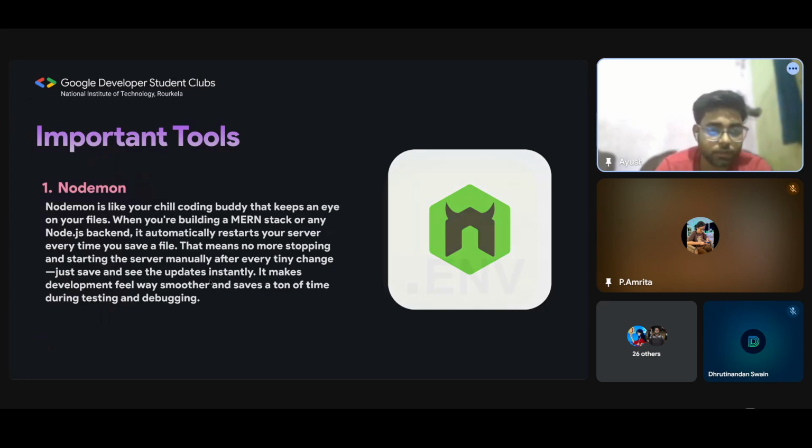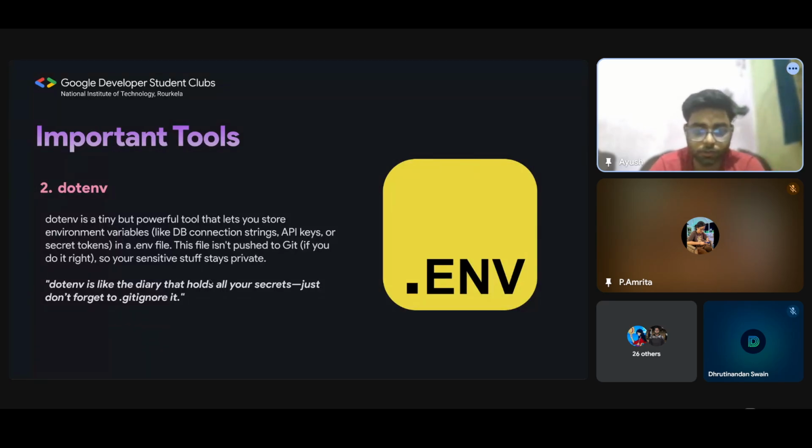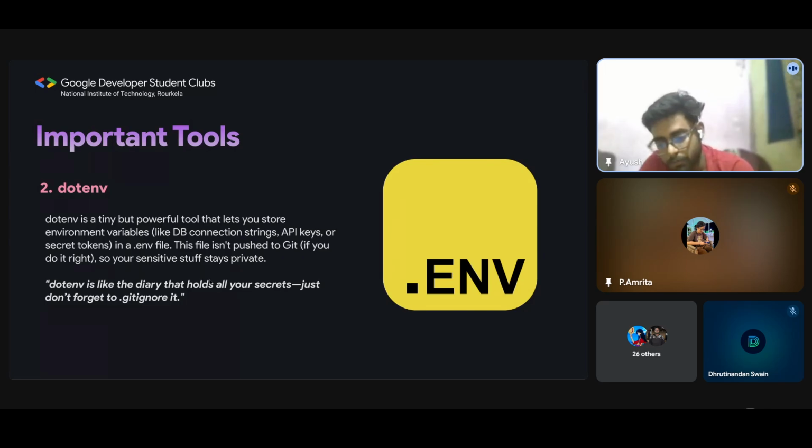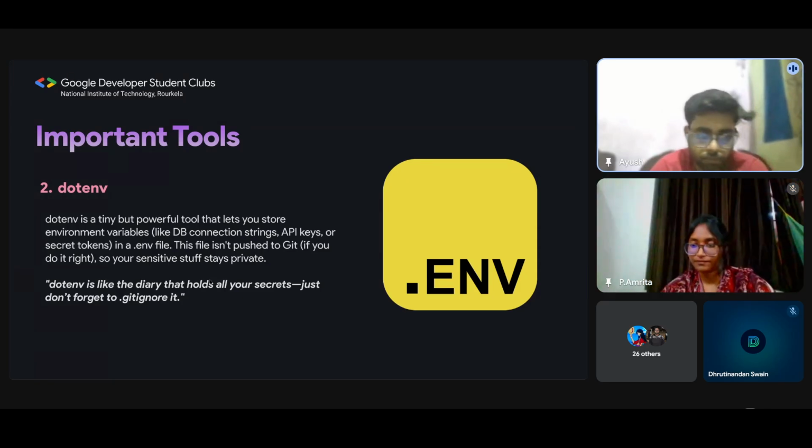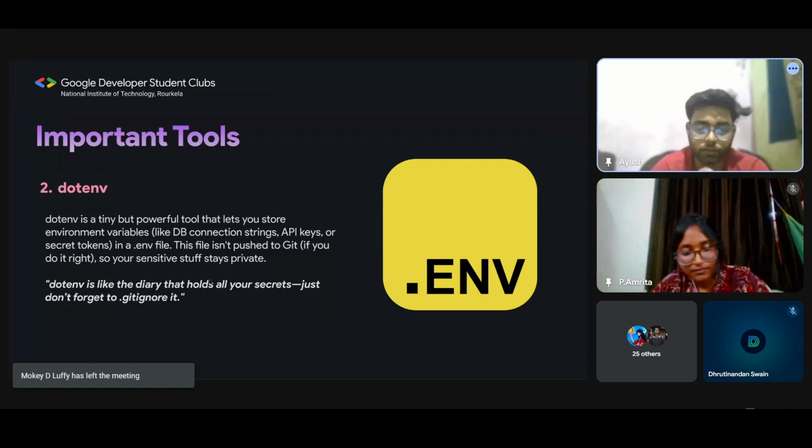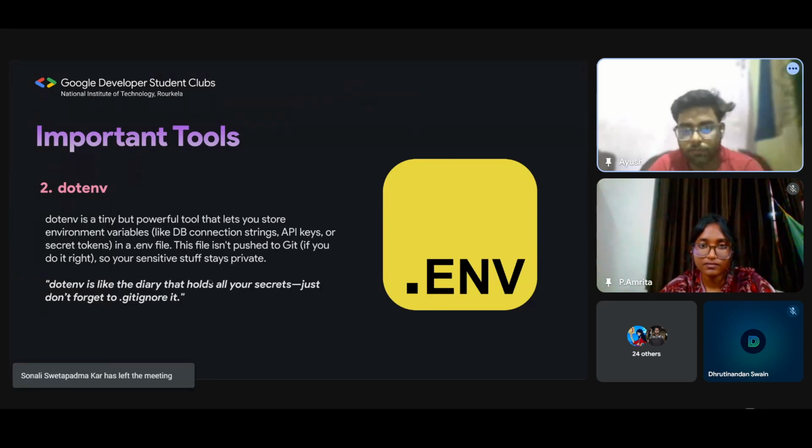Moving on. .env. So .env is a small but powerful tool that helps you manage environment variables like database connection strings, API keys, or secret tokens. You store these sensitive details in a .env file, which you make sure not to push to GitHub, so your secrets stay safe and private. Think of .env like a diary that holds all your secrets. Just don't forget to add it to .gitignore, otherwise the purpose of .env would just perish.